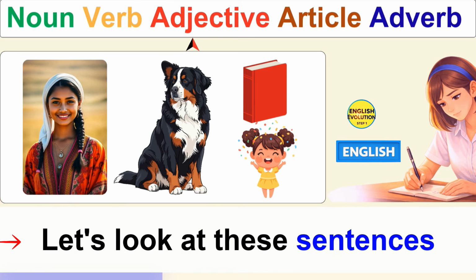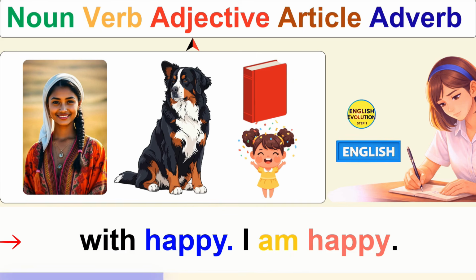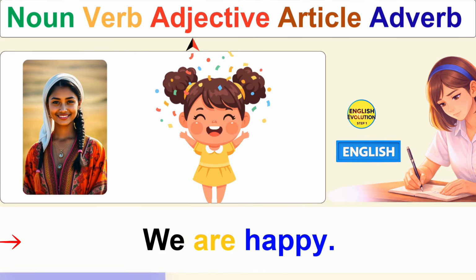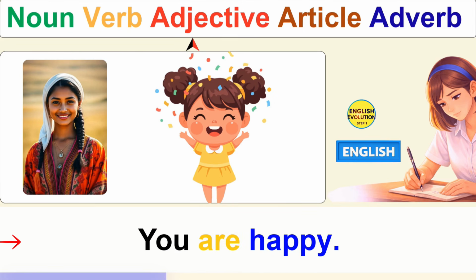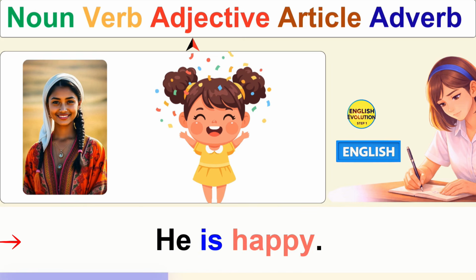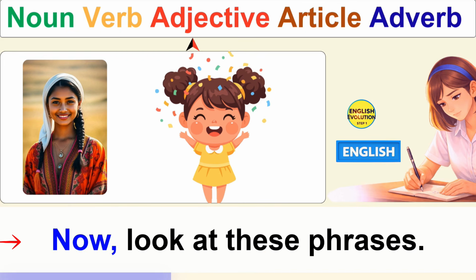Let's look at these sentences with happy. I am happy. We are happy. You are happy. They are happy. He is happy. She is happy. It is happy. Now look at these phrases.